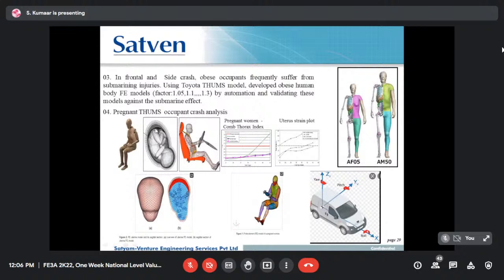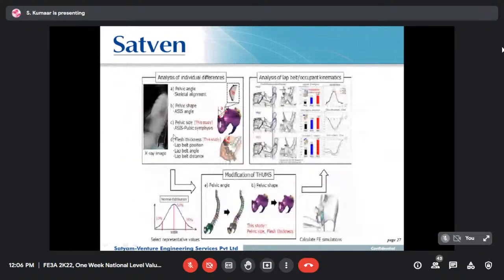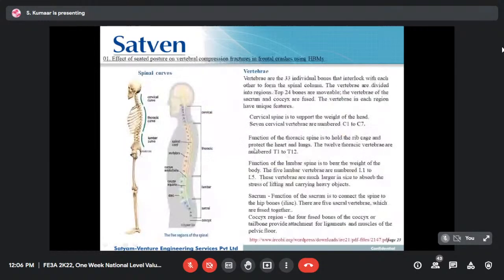Another interesting thing is the pregnant occupant. We cannot do this in the hybrid model, and we cannot do it in the THOR model. We did this in the THUMS model, where we already have a female model.